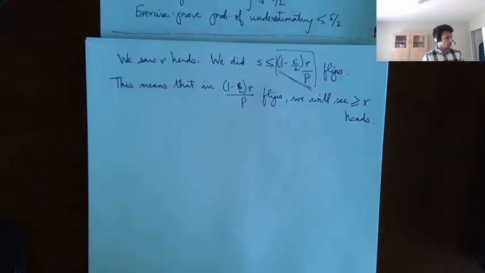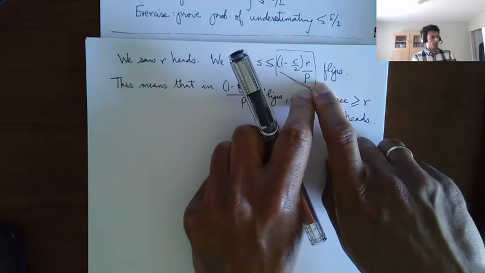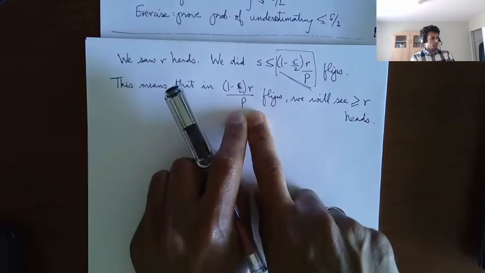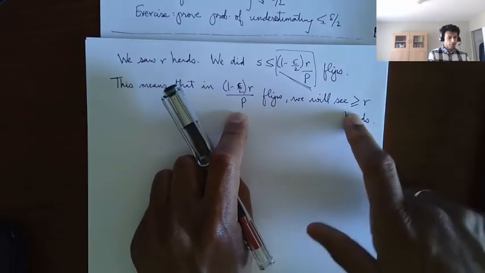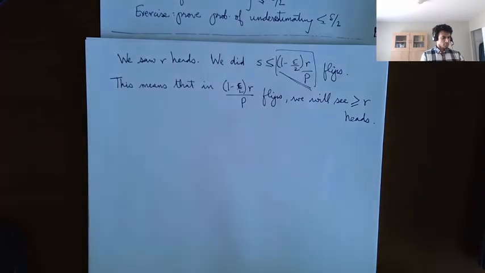Does this make sense? So what you do is a thought experiment. You say, well, I saw R heads. I only did a few flips. So let me keep flipping until I did these many flips. And then at that point, I can fix the number of flips, and I must have seen more than R heads. Any questions?